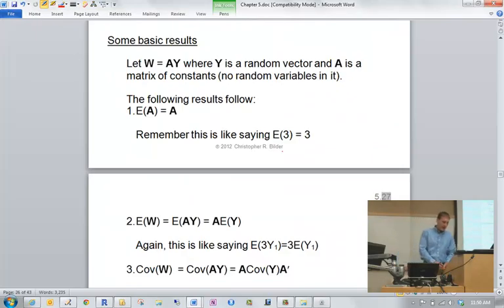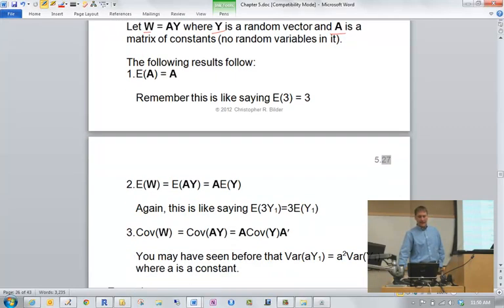Okay. Some basic results of working with matrices that will be helpful to us that you do need to know. Let's say I have a matrix A. It has simply constants in it, just plain old numbers, not random variables. But we do have Y, which is a random vector, so it has random variables in it. And just to make things easy, suppose W is equal to A times Y. Then we have the following results that we're going to use again and again and again. Expected value of A is A.